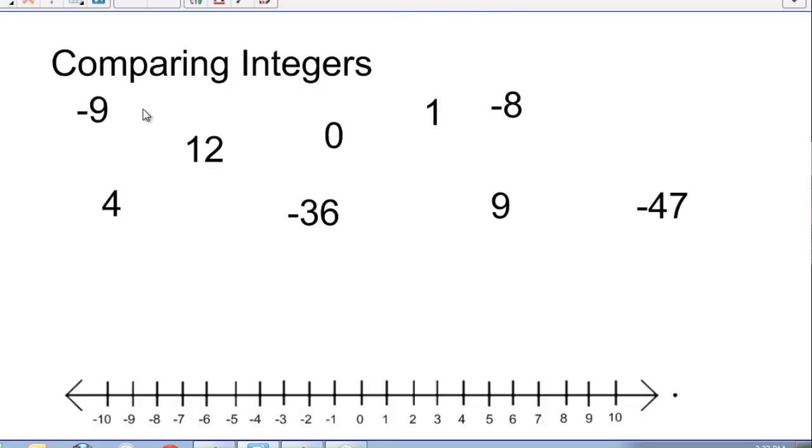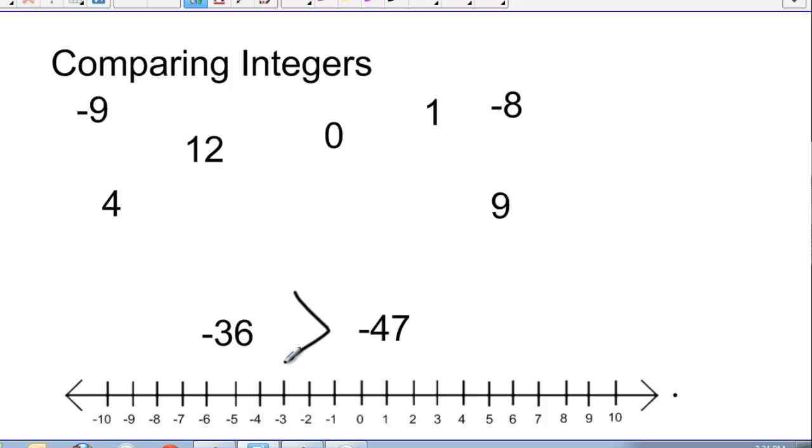If I want to compare two other numbers, let's say I want to compare -36 to -47. Now this doesn't appear on my number line, but I can think, okay, which one of those is further away from 0? -47 is going to be even further away from 0 than -36. So that's actually the smaller number. So now I'm going to use the other symbol, the greater than symbol. And remember, it's just always eating the larger number. And I would read that -36 is greater than -47.